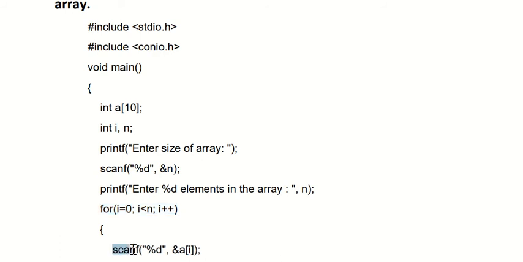Now scanf, %d, comma, ampersand, and while speaking it is a of i. That means a and then a square bracket, and inside that square bracket i is there. So basically it means that i equal to 0. Here the condition: i less than n, which means 0 is less than 5. We know the condition is true, it will go inside.